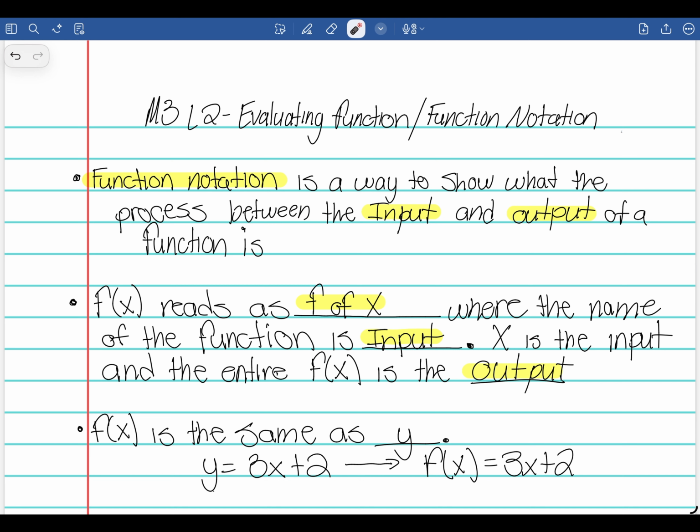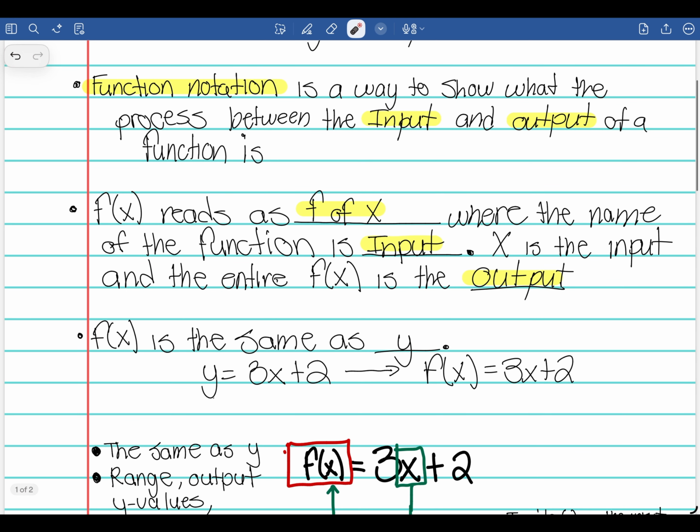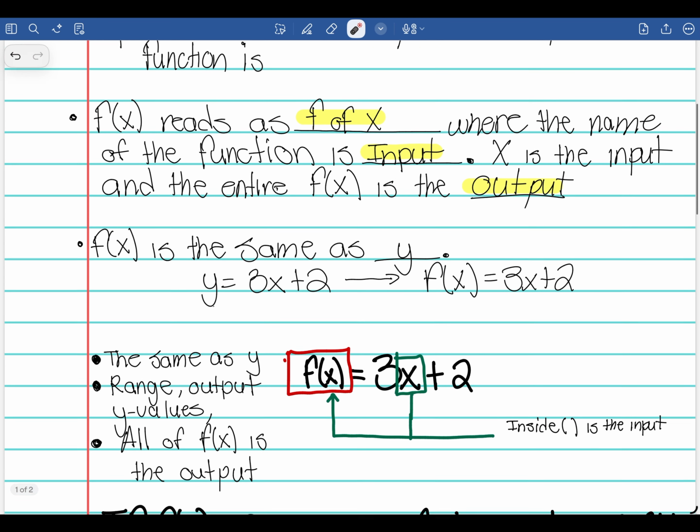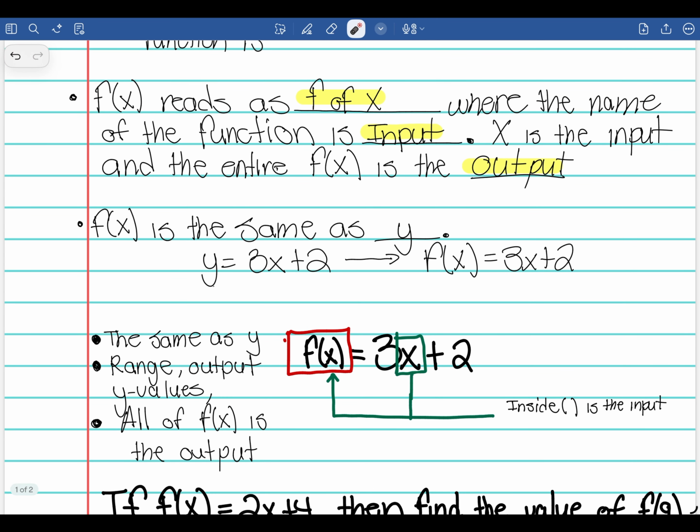Okay. Now, f of x is the same as y. So in math 1, what they do is they take y equals and they replace it with f of x equals, or it could be g of x. It can actually be any letter, but they just replace the y with a function notation. Okay, because in math 1 we do more function than we do like regular equations with y equals.